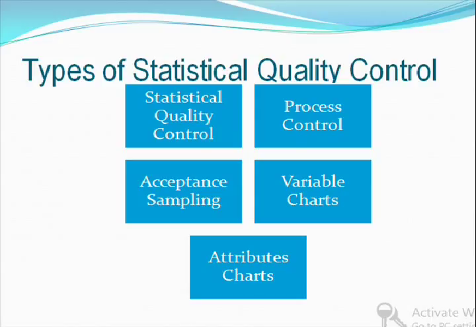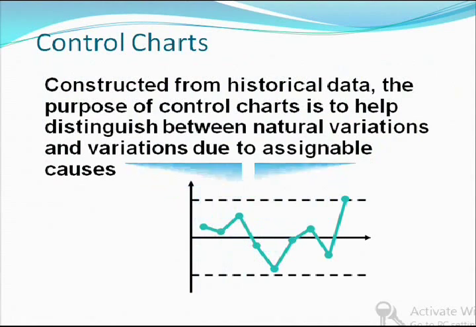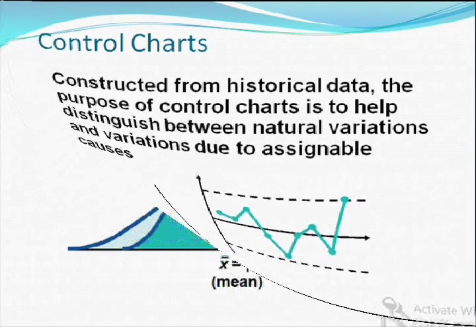Variable charts. These are characteristics that are measured on a continuous scale. Attribute charts. These are characteristics that are measured as either acceptable or not acceptable, thus having only discrete binary or integer values. Control charts are constructed from historical data. The purpose of control charts is to help distinguish between natural variation and variations due to assignable causes.